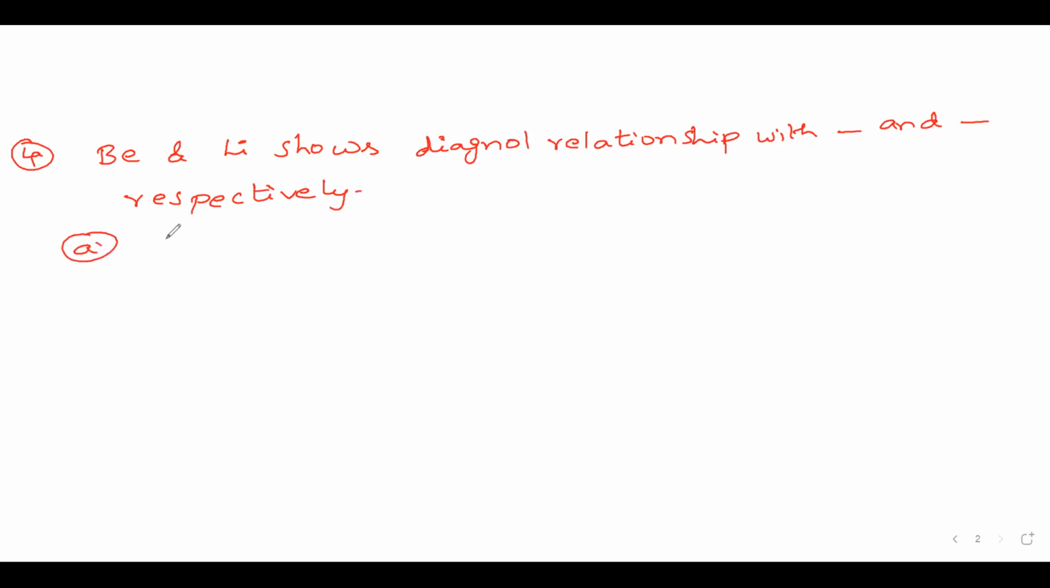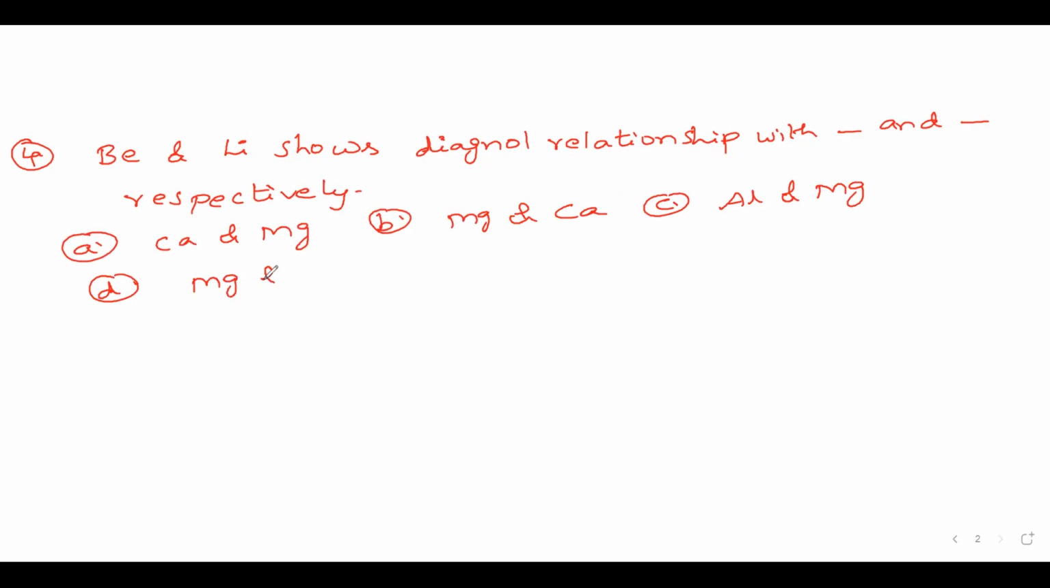Option A, calcium and magnesium. Option B, magnesium and calcium. Option C, aluminium and magnesium. And option D, magnesium and aluminum respectively. So what is the answer? It's very simple. We already know aluminium and magnesium, because beryllium is with aluminium and lithium is with magnesium. So this will show diagonal relationship with each other. Next question, question number 5.